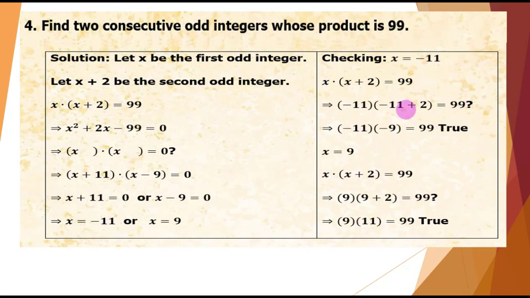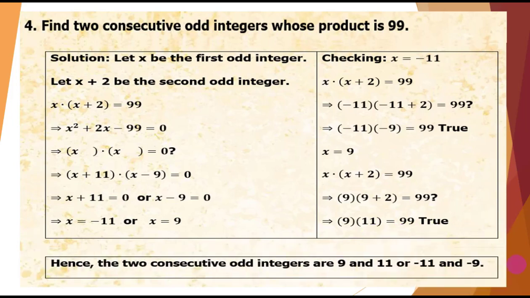For checking, we verify negative 11, then negative 11 plus 2. Is this equal to 99? Well, negative 11 plus 2 is negative 9, times negative 11, it's 99. It's true. Let's take x equals 9. So x times x plus 2 equals 99. Then x is 9, 9 plus 2 is 11, 9 times 11 is 99. It's a true statement. So we can say that the 2 consecutive odd integers are 9 and 11, or we can have negative 11 and negative 9.